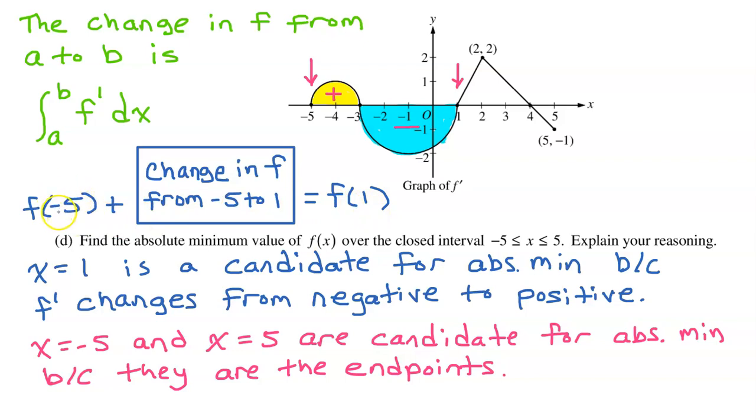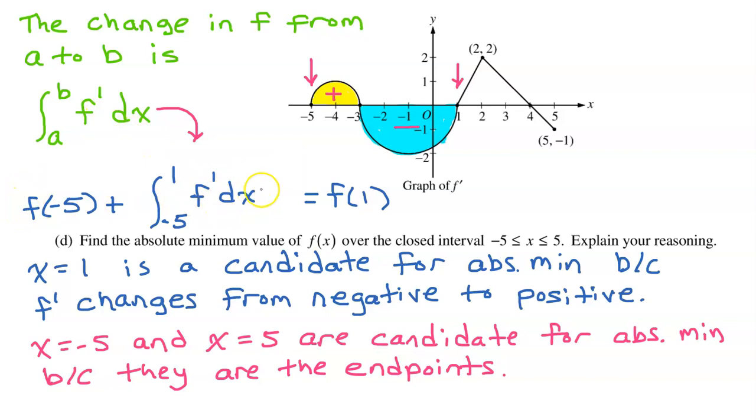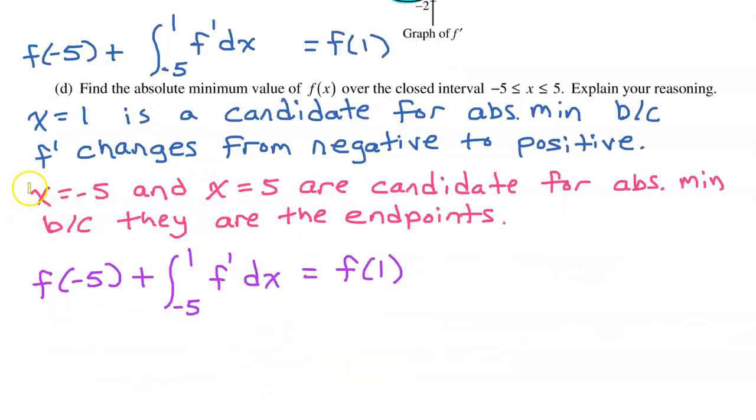The value at the beginning plus the change should equal the value at the end. But remember that the change in f from a to b is the integral of f prime from a to b. So the change in f from -5 to 1 should be the integral of f prime from -5 to 1. So now we have this equation. Let's go ahead and copy this into our work below.